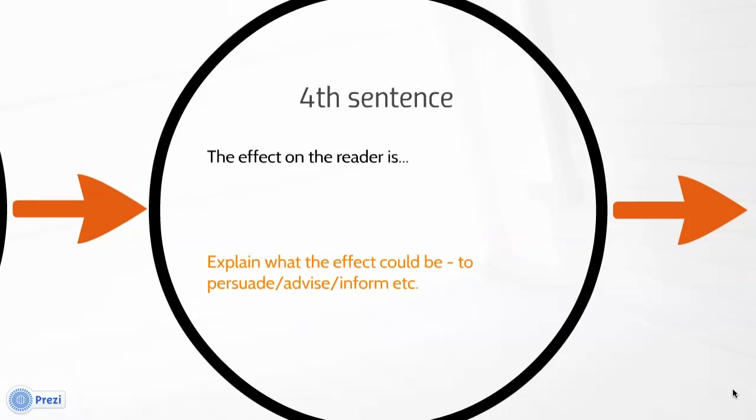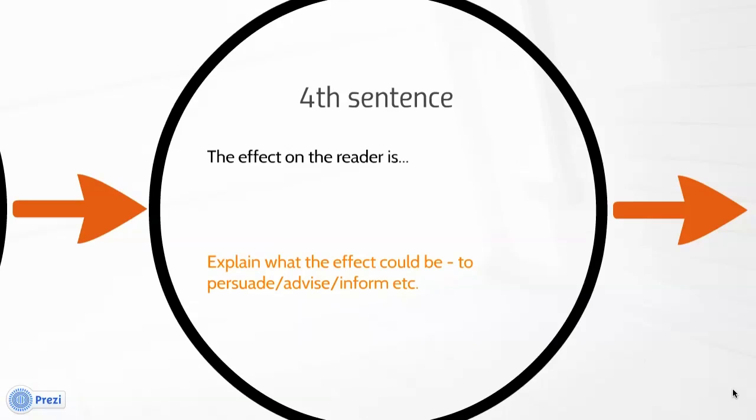Then you need to think about how that particular feature, whether it be a red colour or a photograph or a headline, how does that particular feature affect the reader? So what is it going to make the reader want to do? Is it going to make the reader want to buy the product? Is it going to make the reader want to read the whole article?